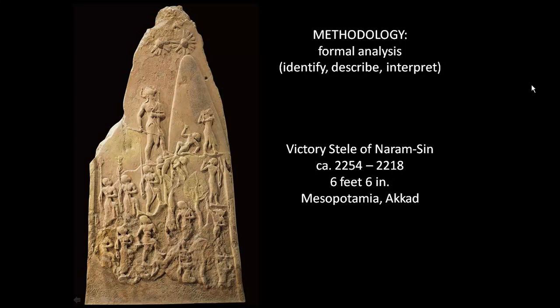The three steps of formal analysis are identify, describe, and interpret. And in this lecture, we're going to try to practice using these steps, looking at two different works of art. We're going to start with this fabulous stele that comes from the Akkadian period, Mesopotamia, the ancient Near East. Now, what we do first when we look at this is we're going to start out with the first step, which is identify. With the identify step, all you do is look. Don't think, don't interpret, don't do anything but look.